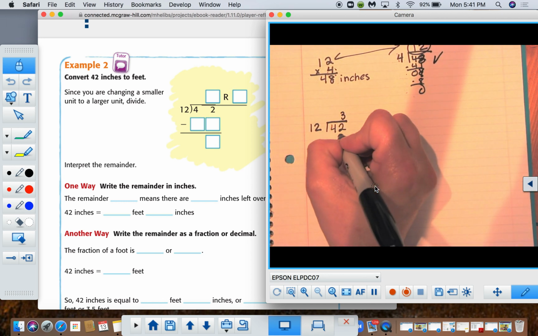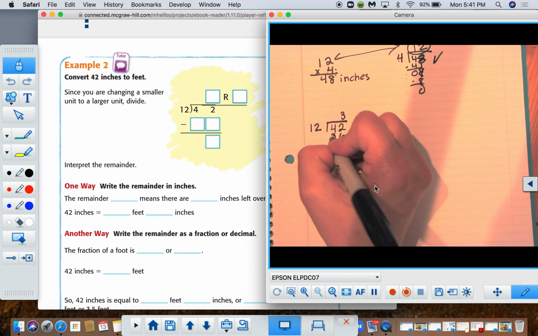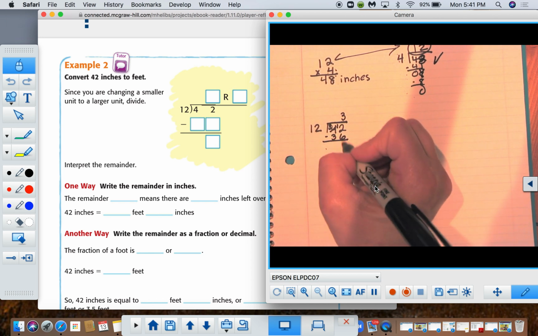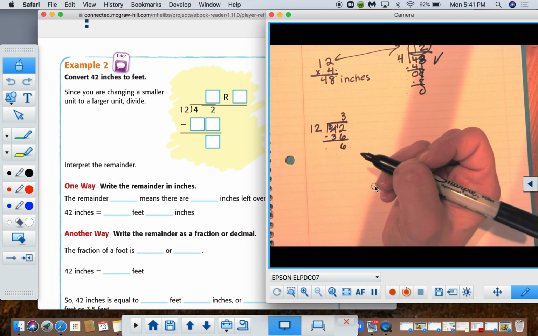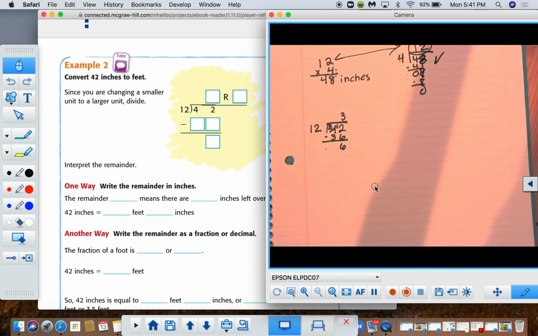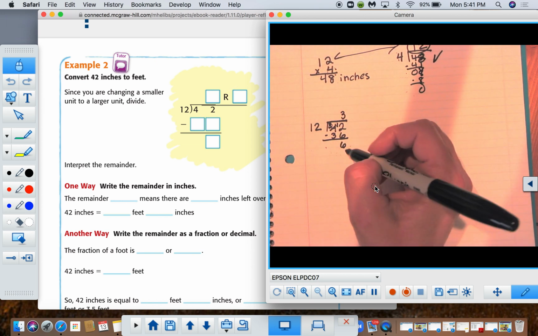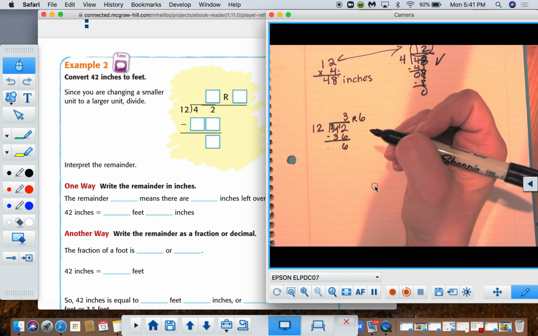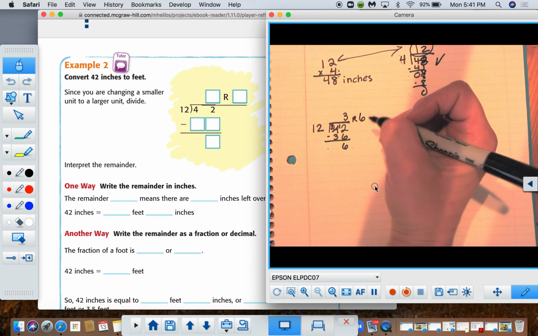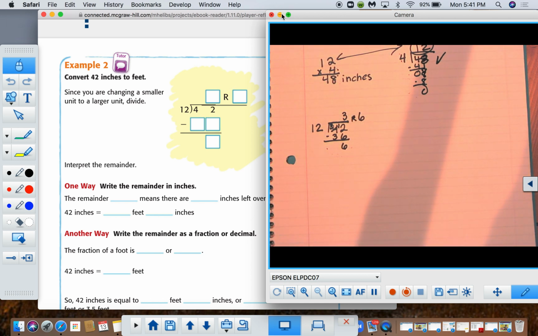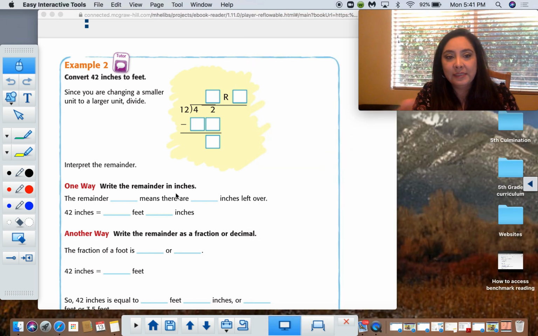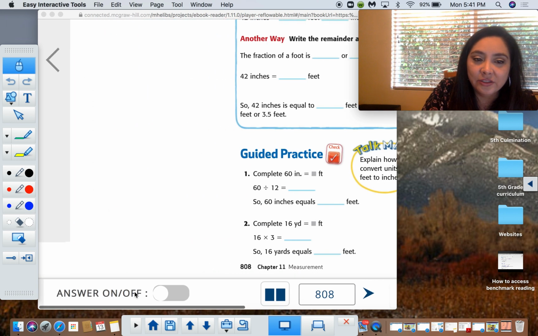3 times 2 is 6. 3 times 1 is 3. I'm going to regroup. 12 minus 6 is 6. And that is my remainder. 3 remainder 6. Okay? Let's go back over here. So one way to write the remainder is in inches. So the remainder is, let's go back to the answers.